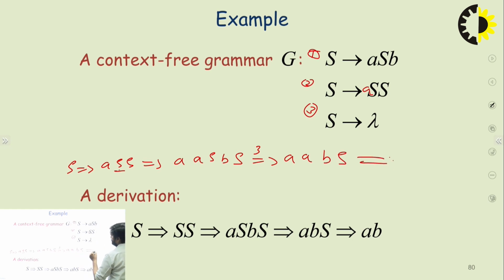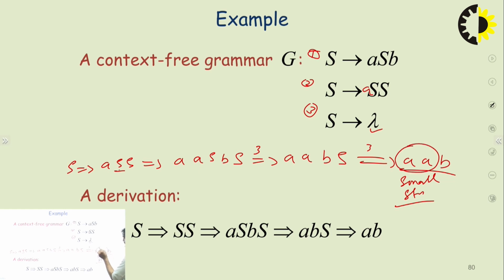Now we are using another third production: A, A, B. Now we observe this string. Observe the string: the number of A's is greater than the number of B's. Okay.